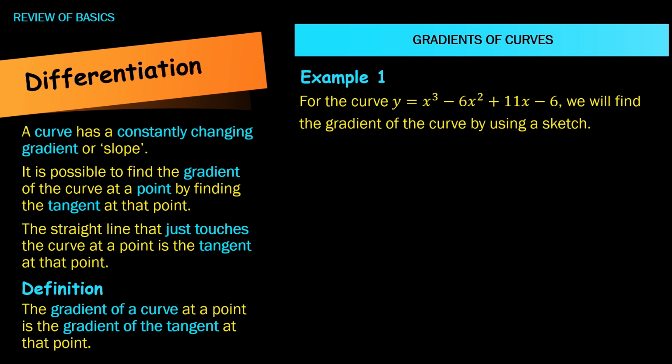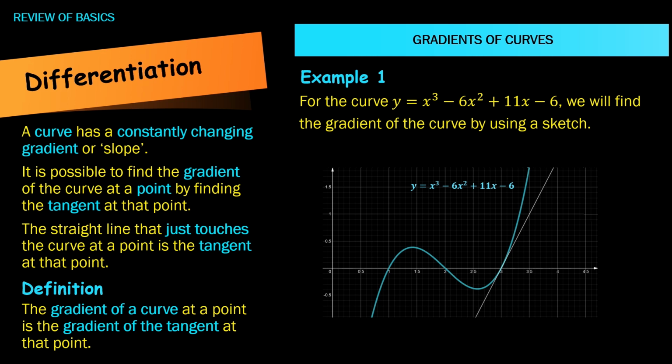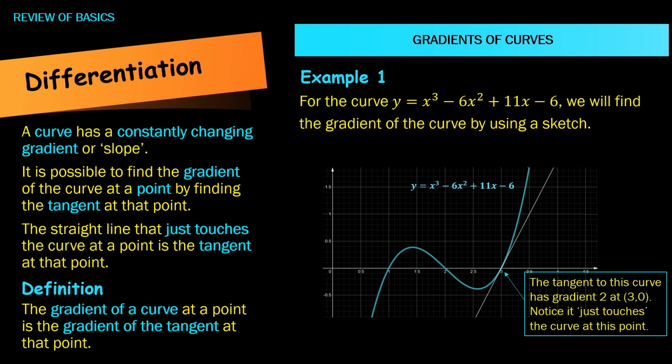For the curve y equals x cubed minus 6x squared plus 11x minus 6, we will find the gradient of the curve by using a sketch. So here's a sketch of the curve, and here's the line at a particular point on the curve. The tangent to this curve has gradient 2 at (3, 0). Notice that it just touches the curve at this point.